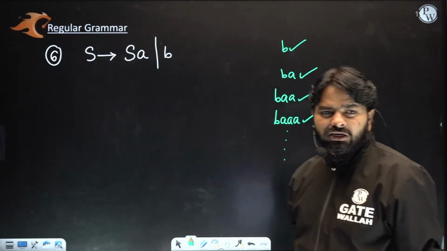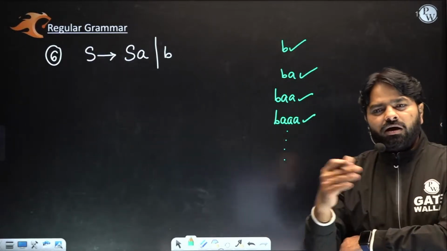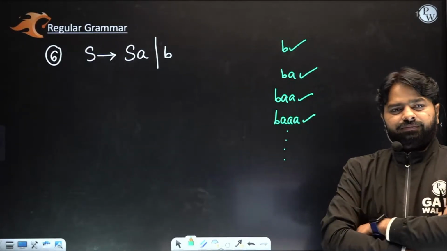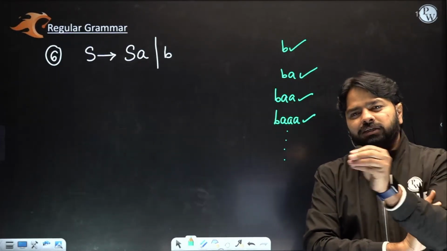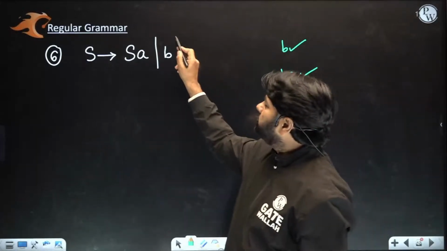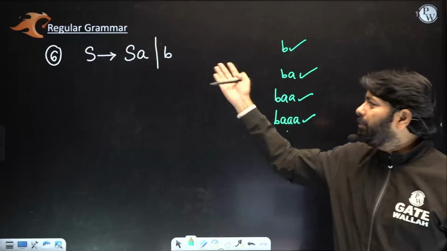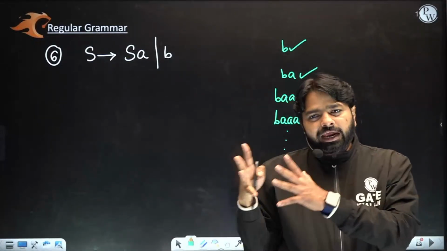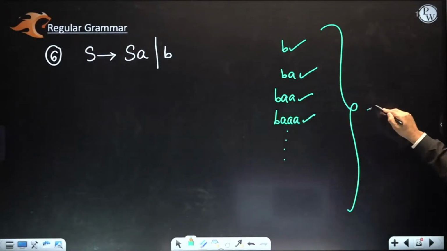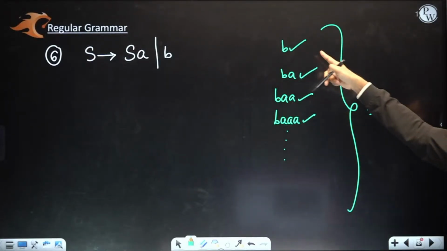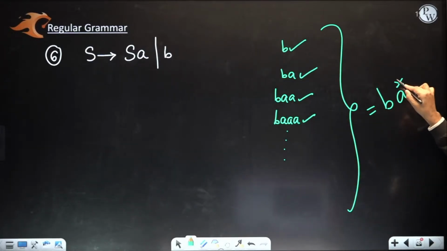Is it BA star or BA plus? Okay, let's see. When you say BA plus, you are saying A always comes. Without A, can I get a B directly? S can derive a B directly. Why are you restricting that A always comes? No, right? When you observe all of them, B is definite, but A power 0, A power 1, A power 2, A power 3 and so on. So you can write A star.